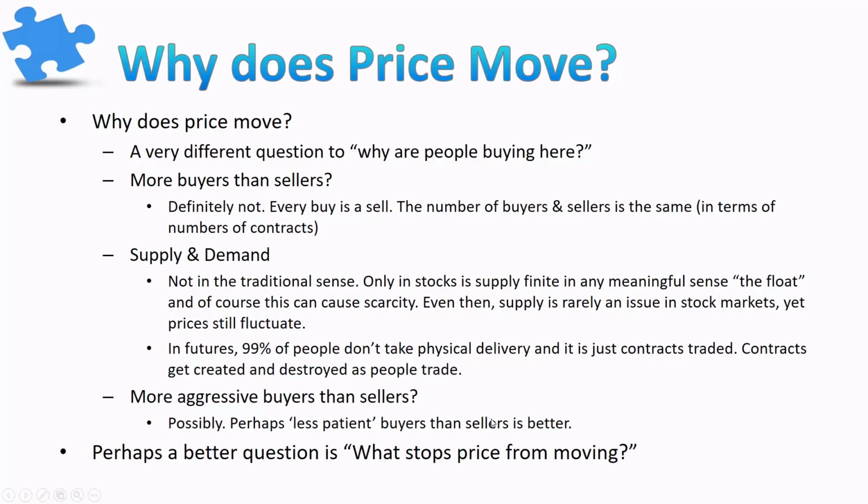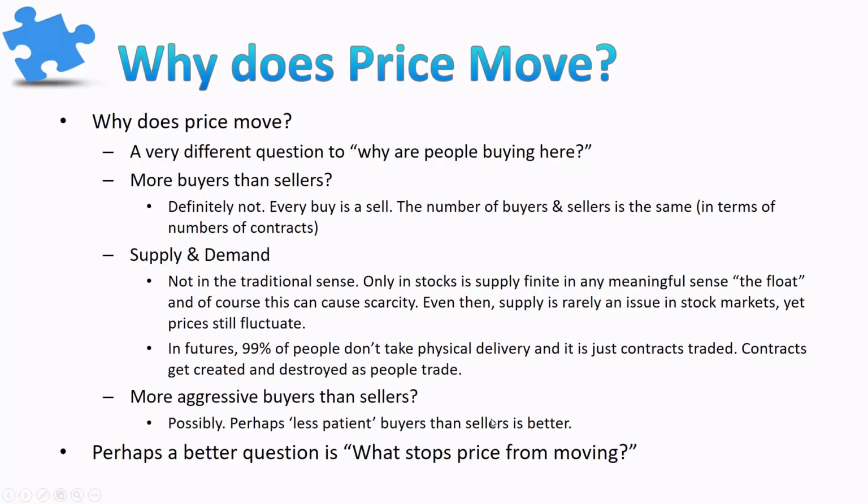Now, if you ask somebody why does price move in a market, you can have different people giving you different answers. When I say why does price move, I don't mean why are people buying here. That is a completely different question. I mean, why does the price actually move up and down? Some people will say it's because there are more buyers than sellers, but the number of buyers is always equal to the number of sellers. Because the function of the market, the exchanges, is to just match up buyers and sellers. The exchange doesn't buy off you. All it does is sit there and match buyers and sellers, and if there are no buyers and sellers, a trade is not going to take place.